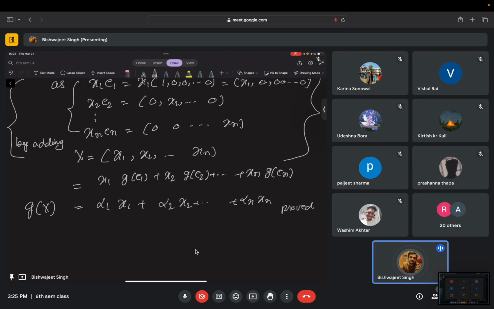So what this essentially says is that whatever linear transformation you can think of on Rn, it is always going to have this form: alpha 1 x1 plus alpha 2 x2 up to alpha n xn, for some alpha i's belonging to R. So this is one example.